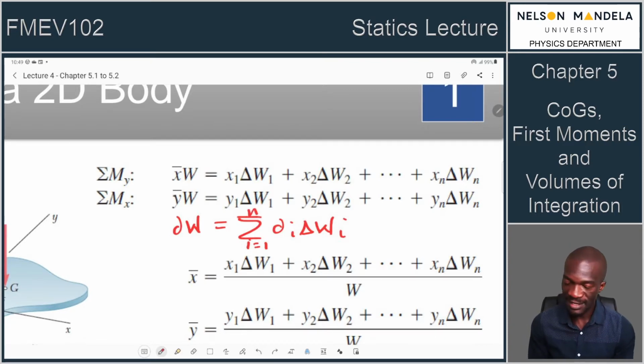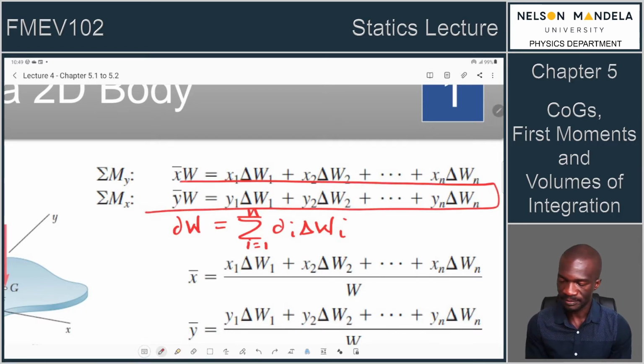So the same applies for moments about the x-axis. You would need a y distance perpendicular to that axis, which is multiplied by the resultant weight, which is equal to the sum of all, which is this equation.